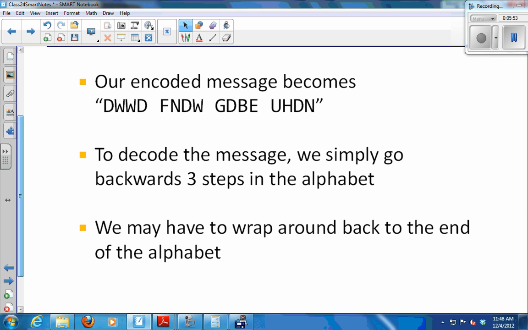So to decode a message using the Caesar cipher, you simply go backwards 3 steps in the alphabet. So to get from D to the letter it was, you go backwards 3 steps. You go C, B, A, right? So you go backwards. And you might have to wrap around back to the end of the alphabet again, right? So if you have an A that you have to decrypt, it would be Z, Y, X, right?